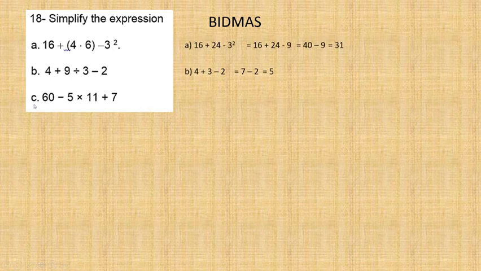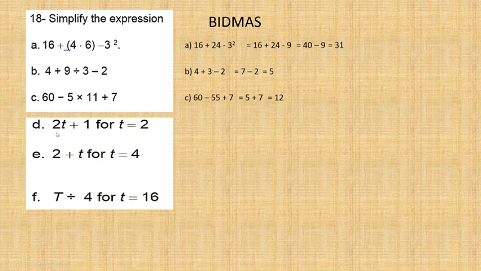And go to question number C. Here it's 60 minus 5 times 11 plus 7. So I have to do the multiplication first. According to BIDMAS, multiplication comes before addition and subtraction. So 5 times 11 equals 55. So 60 minus 55 plus 7. And after that, do the subtraction first because it came first. So 60 minus 55 equals 5, and then plus 7, write it down as it is. And after that, 5 plus 7 equals 12.